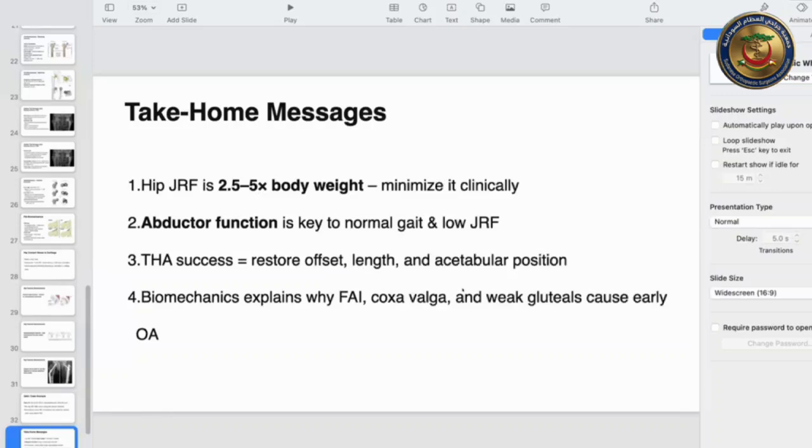Let us take the home message. The joint reaction force in the hip is almost 2.5 up to 5 times body weight, so our aim is to minimize it clinically. The abductor function is the key to normal gait and low joint reaction force. Total hip replacement success depends on restoring the offset, length, and acetabular position. Biomechanics also explains femoroacetabular impingement, coxa valga, and weak gluteal muscles that cause early osteoarthritis.